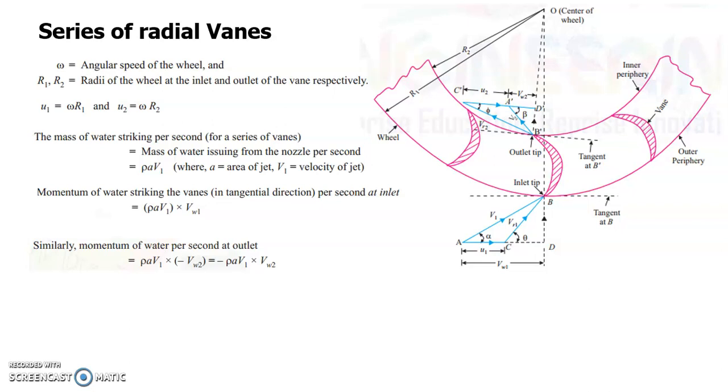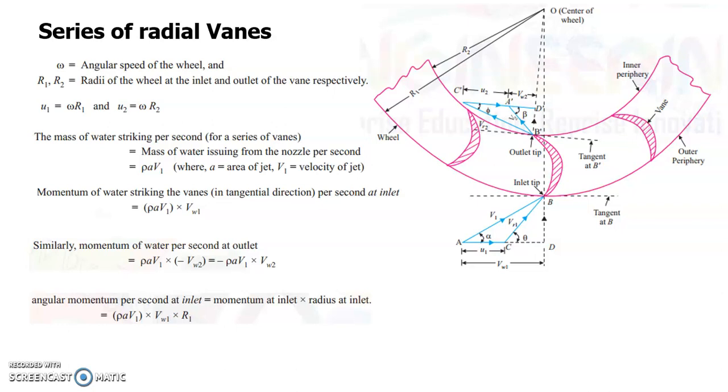Now what we have calculated in the previous two steps is momentum. So force is rate of change of momentum. So angular momentum per second at inlet is the one which we'll calculate. These were the linear momentums, and we'll calculate the angular momentum now.